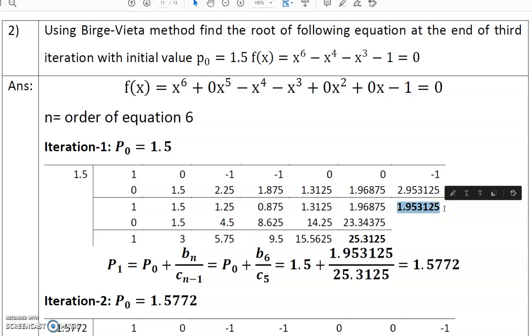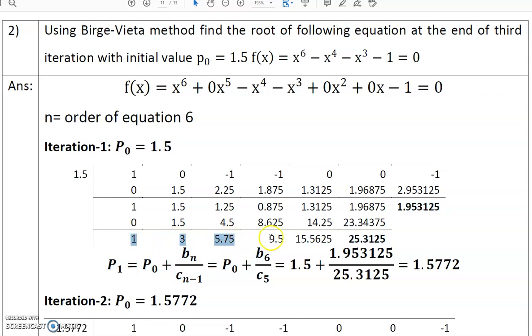After the last coefficient, come back again. Write down the 0 under this, or carry this one as it is here. Then 1.5 multiplied by 1 is 1.5, and 1.5 plus 1.5 is 3. We have to perform the synthetic division twice. 1.5 into 3 gives you 4.5. Okay, 4.5 plus 1.25 is 5.75.